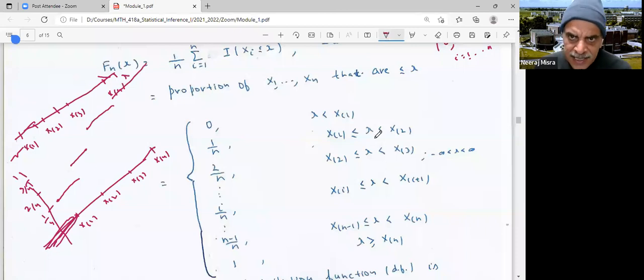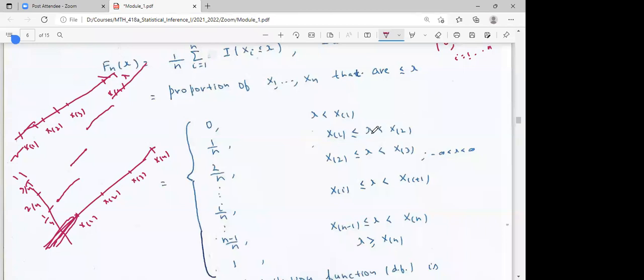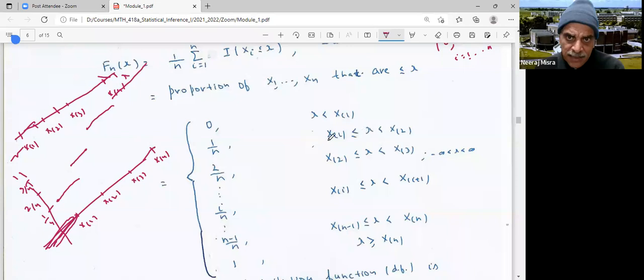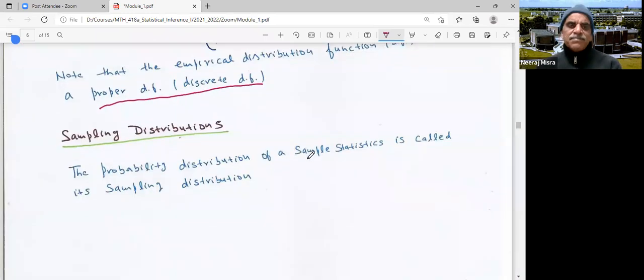And it is right continuous by construction, because the left-hand limit at x1 is 0. Within these intervals, it is continuous. So the only points of discontinuity could be these order statistics, x1 or x2 or x3 or x4 and so on. So look at x1. At x1, the value is 1 by n. What is the right-hand limit? The right-hand limit is also 1 by n, because in this interval we approach x1 only from the right. So it is right continuous.